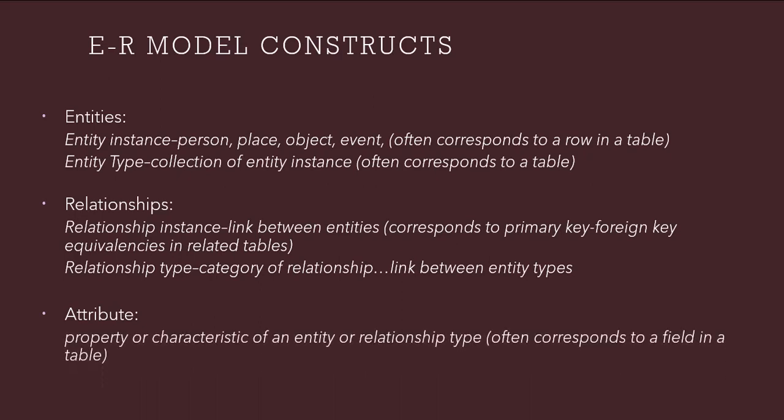Attribute is a property or characteristic of an entity or relationship type, often corresponding to a field in a table. So it is a field or column in a table. Every instance, every entity is recognized with its attributes. So an entity can consist of one or more attributes.